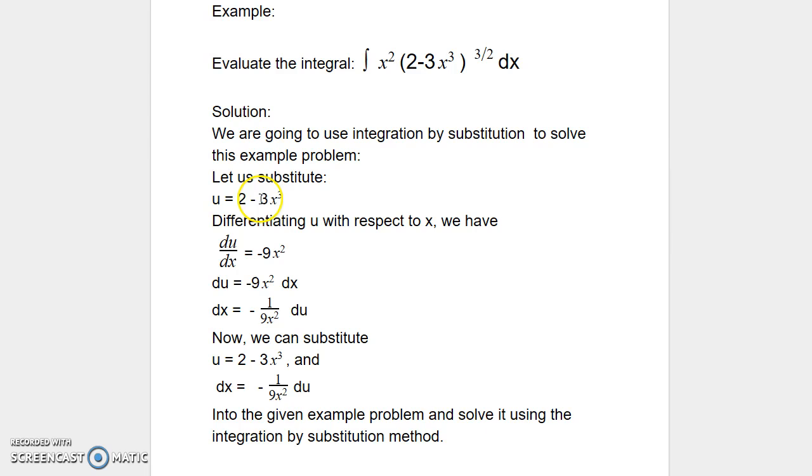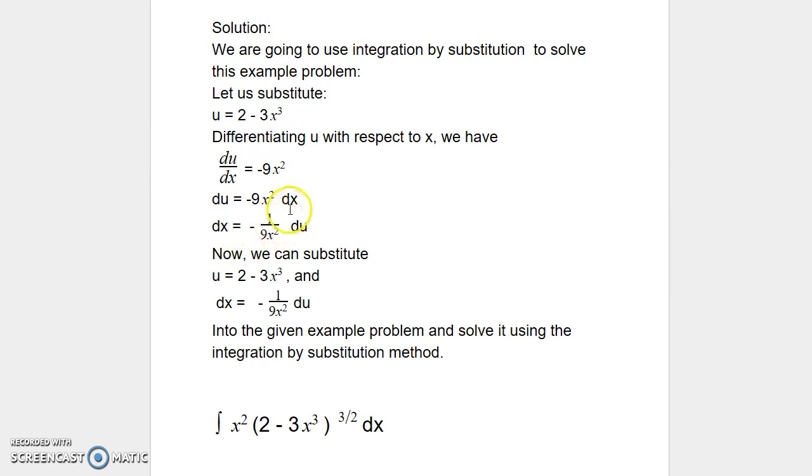The differential of minus 3x cubed is going to be equal to 3 times 3 is 9, x to the power of 3 minus 1, which is 2. So minus 9x squared is what we are left with. So I can write du as equal to minus 9x squared dx. The dx comes to the side of the expression here.